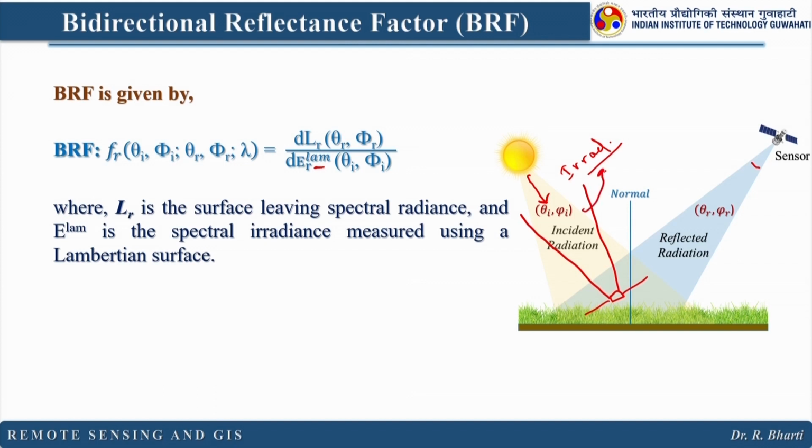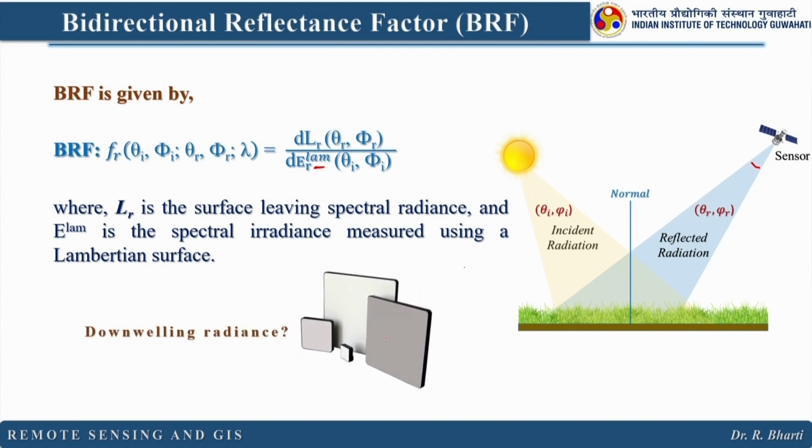But in case you have not directly looked at the sun, what will happen? How will you calculate or measure this irradiance? You have to find a way to measure it. In that case we use this Lambertian surface. This is the photograph of a spectral panel which is Lambertian in nature.